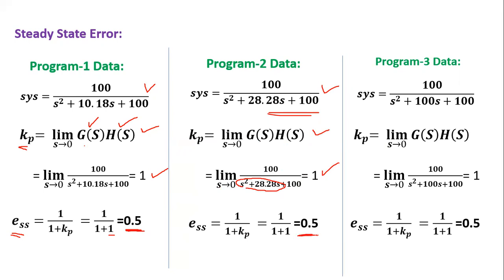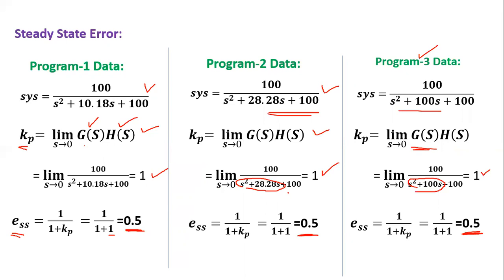If the steady state error is 0.5, it means the final output value C of t we are getting is 0.5. The same way, coming to the third case, the open loop transfer function is 100 by s square plus 100s plus 100. If we substitute G of s and H of s and apply the limits, that is s tends to 0, then these two denominator terms will be 0, again 100 by 100, we are getting Kp as 1. So from this, we are getting the steady state error as 0.5, and then we are getting the output response C of t as 0.5 only.